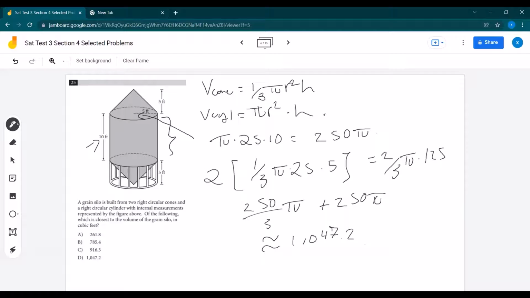So based on that calculation, the answer is D, right? All we did was find the volume of the cylinder. The cones have equal volumes. You do twice one of them, and you get your answer.